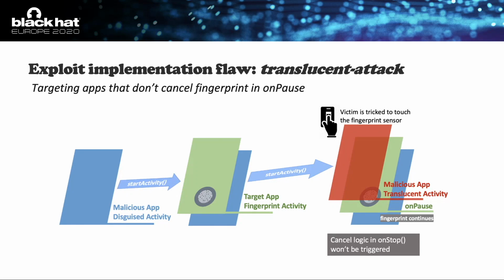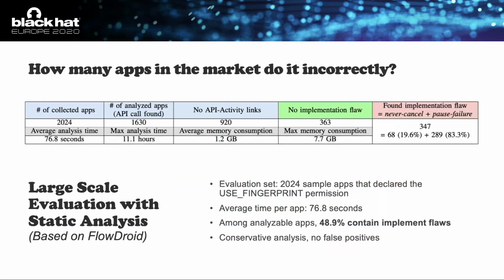Now, because this covering has translucent property, the background fingerprint activity, which only cancels in the stop state, will not trigger the canceling process. So it can continue listening to the user's fingerprint. So when the user puts his fingerprint onto the sensor, he thinks he's using it to authorize what he's seeing on the screen. However, his fingerprint is utilized by the background activity to authorize other things.